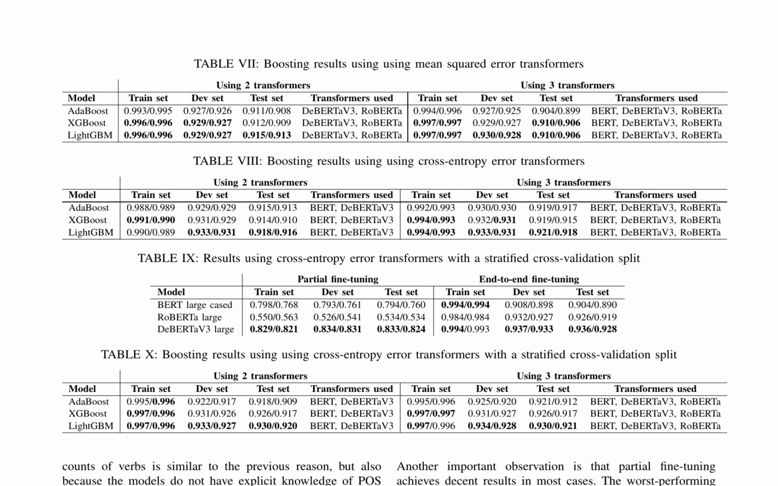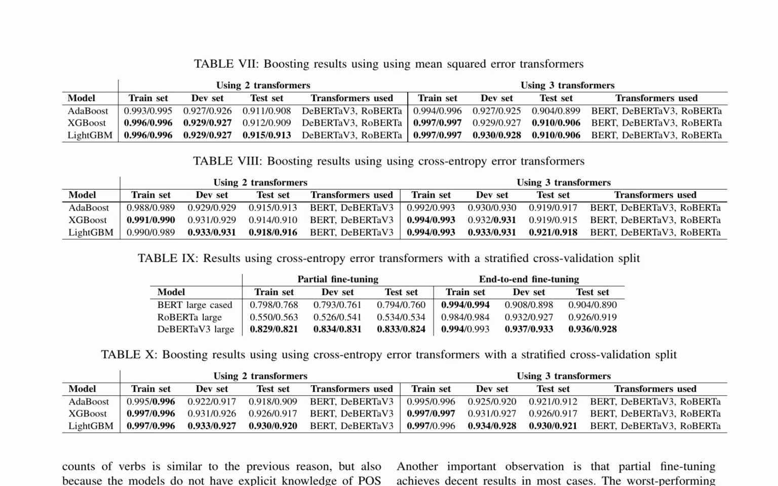The research paper presents the results of experiments on sentence similarity tasks using transformer-based models and boosting algorithms. Tables 7 and 8 display the results of using mean-squared error and cross-entropy error transformers, respectively, with 2 and 3 transformers. The boosting algorithms, namely AdaBoost, XGBoost, and LightGBM, achieve improved performance when using multiple transformers. LightGBM and XGBoost outperform AdaBoost, with LightGBM performing slightly better than XGBoost in most cases.